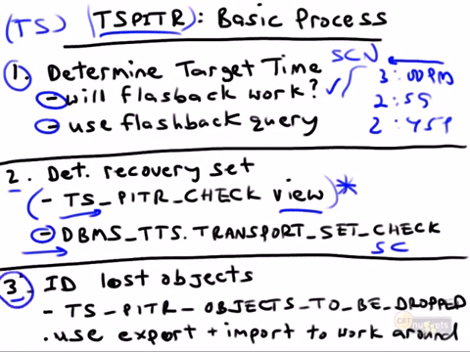Third, and this is really important, we need to identify objects that will be lost after we complete the TSPITR process. Let's say we roll back the tablespace to 2:45. The error occurred at 3. The question is, what changed in that tablespace in that 15-minute window?